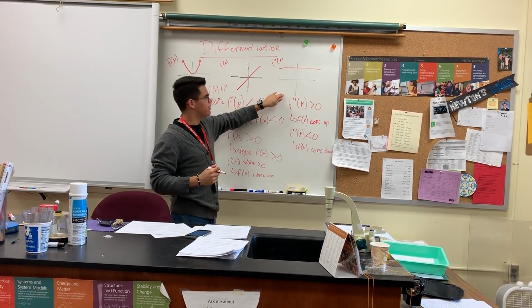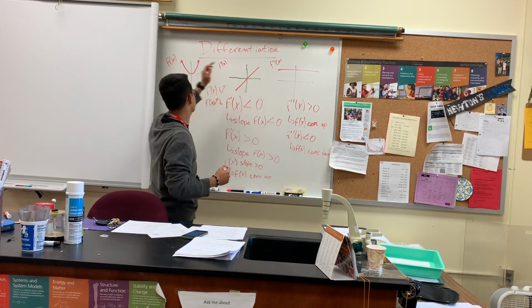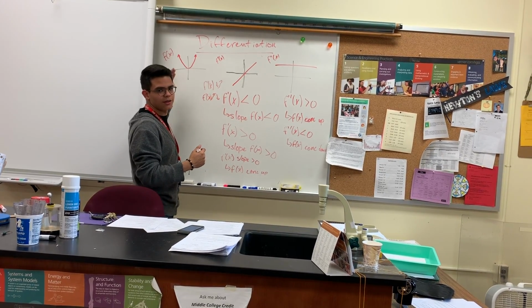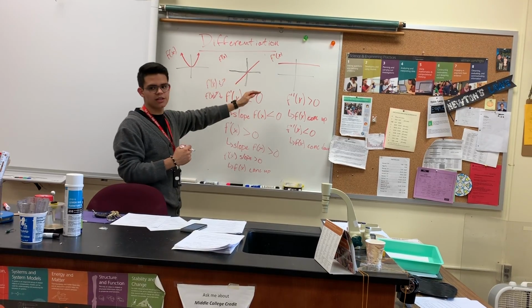F prime of x, if there's ever a change in the sign of f prime of x, then we can see inflection points, in other words, a change in concavity of the original graph. And if the slope of f prime of x changes, we see the same thing. Any change in the slope, yes?